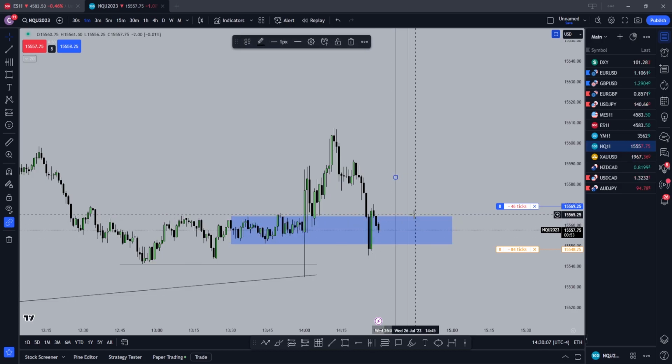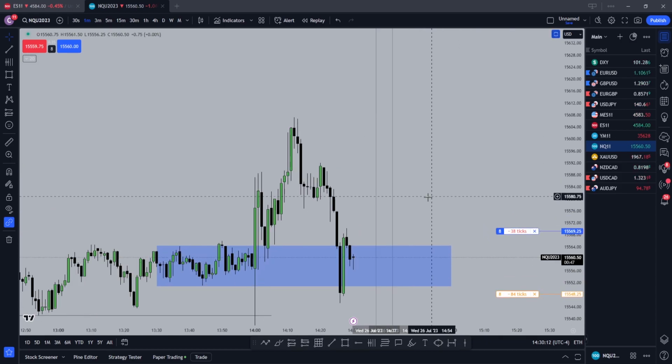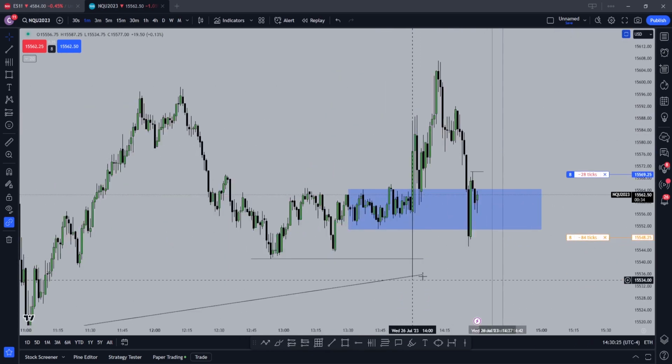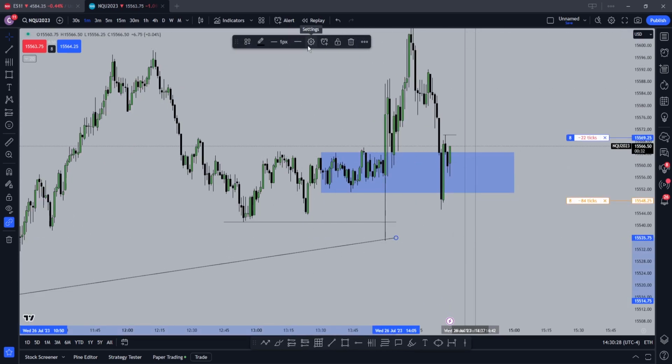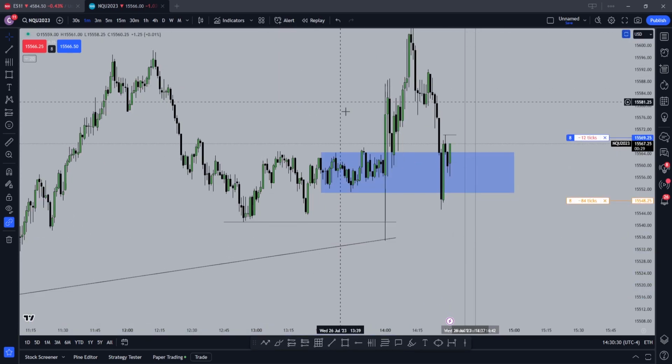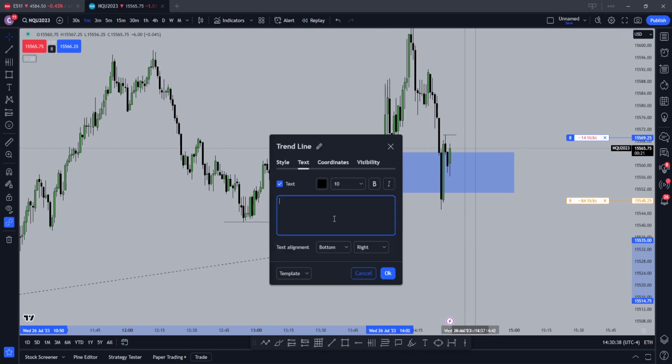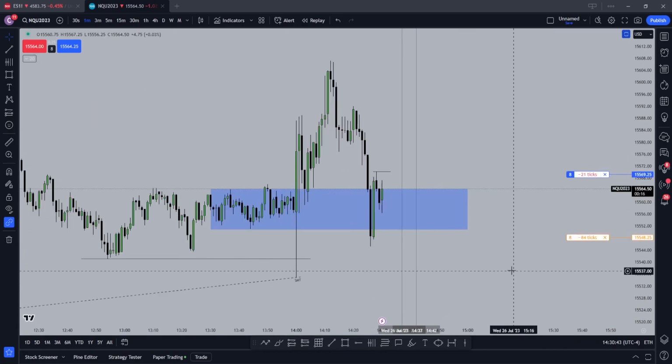I'm looking to take my other entries after this time that I've marked out. But once we do take out this high, I'll be looking to enter for some more entries. So yeah, let me just move this. Here we have an SMT. Let's mark that out. SMT with the S&P.